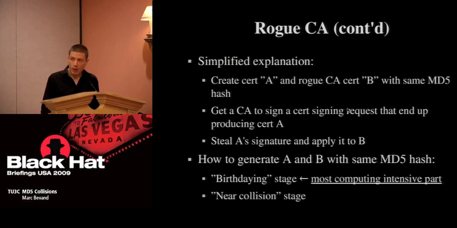Once the hash collides, you can get a signature and apply the signature to another certificate to make it valid. So this attack consists of 2 stages. The first one is called the birthday stage. I'm going to explain a bit later what this is about.